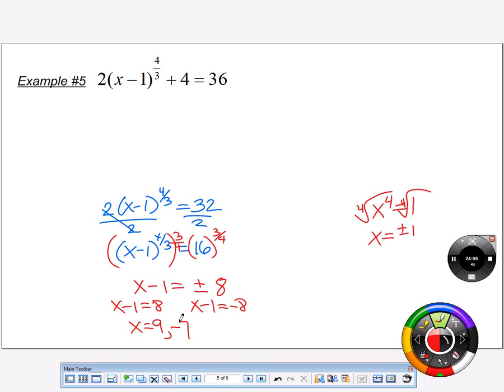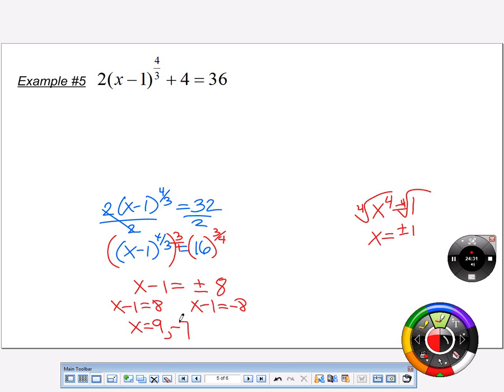Okay? If we plug back in 9, what's 9 minus 1? 8. 8 to the 4/3 power means the cube root of 8, which is 2, raised to the 4th power, 16. 16 times 2 is 32, plus 4 is 36. Good job, 9. Okay? All right, -7.